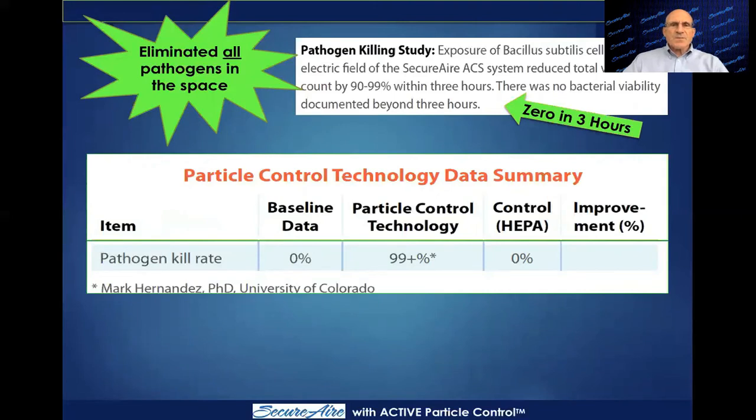we had Bacillus subtilis in a test environment, and it was measured at a certain level. And then we turned the SecureAire unit on, and within 3 hours, we virtually eliminated it. There was no bacterial viability within 3 hours, which was the fastest of any technology tested by a long shot ever, according to Dr. Mark Hernandez, who is the number one guy at doing testing for organizations like this. So we got to 0.